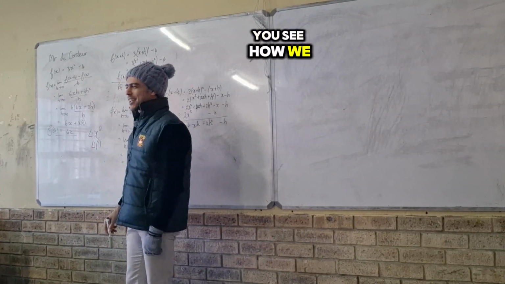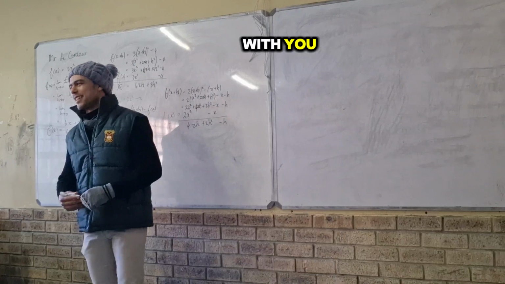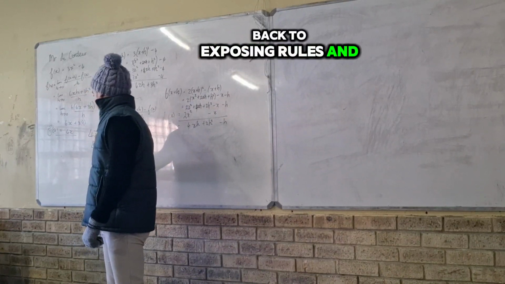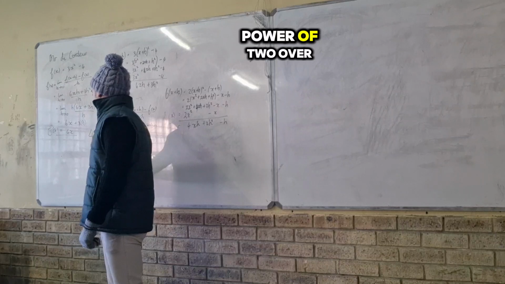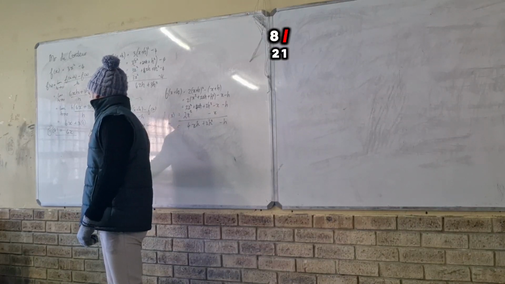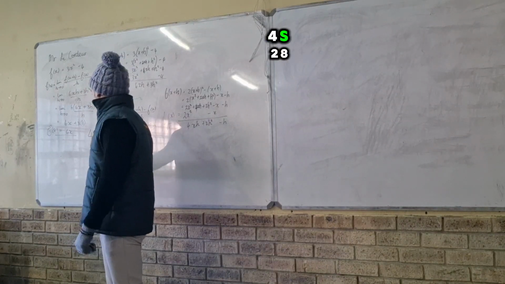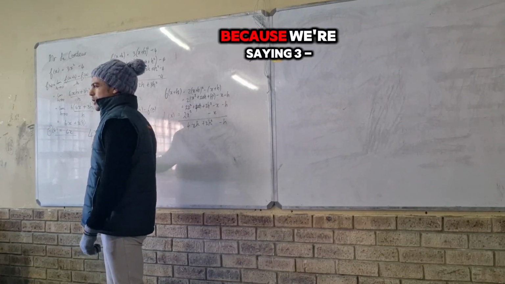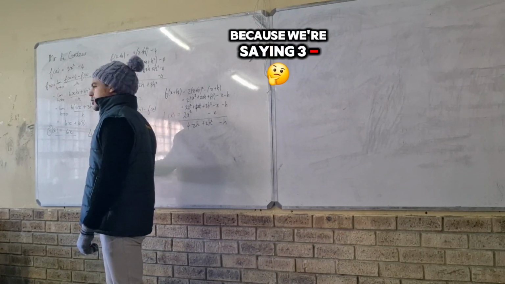You see how we can do the question with you? Anything to the power of 0 is 1. If I go back to exponent rules, and I say a to the power of 2 over a to the power of 2, or let's do a to the power of 3 over a to the power of 2, that's going to be a to the power of 1 because we're saying 3 minus 2.